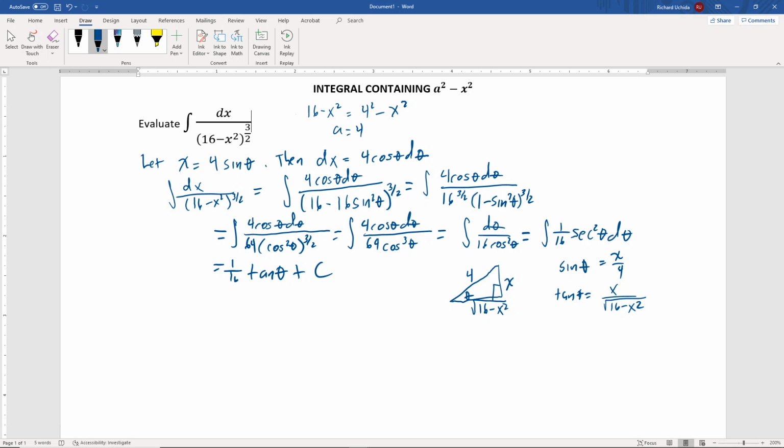So therefore, substituting that in for tangent of theta, rewriting the integral, the integral of dx over 16 minus x squared to the 3 halves all equals 1 over 16 times tangent of theta, so it'll be x over the square root of 16 minus x squared plus c, which you could simplify just by multiplying those together. Multiply the numerator, that would just be x, multiply the denominator, so it would be x over 16 square root of 16 minus x squared plus c.